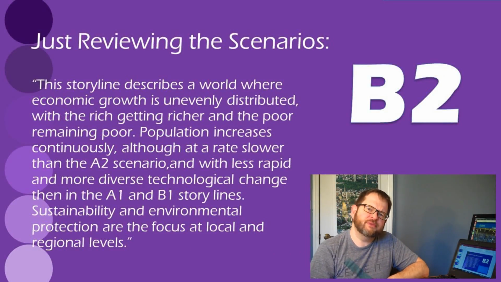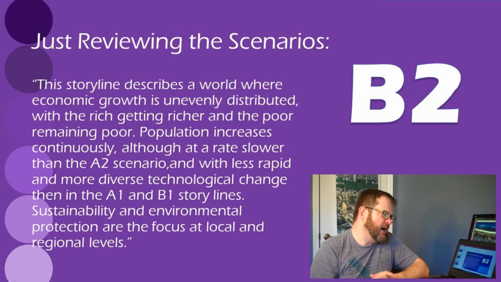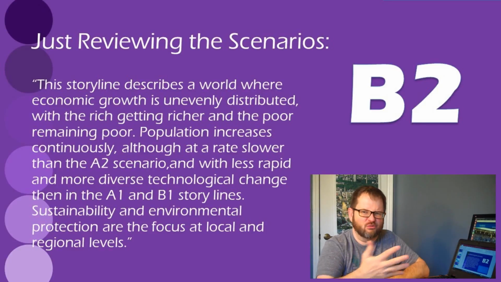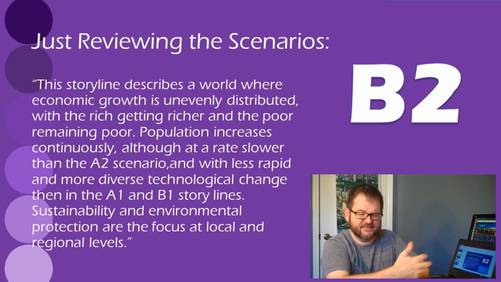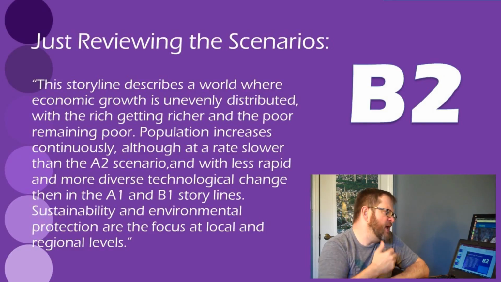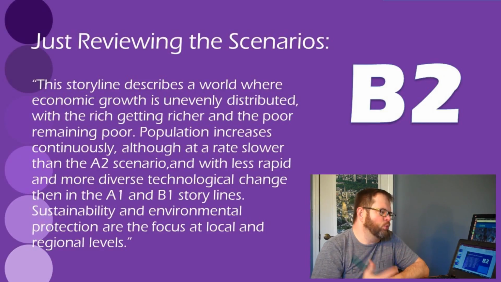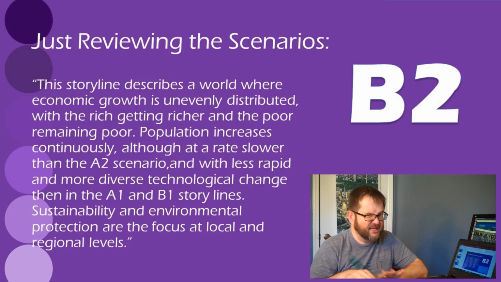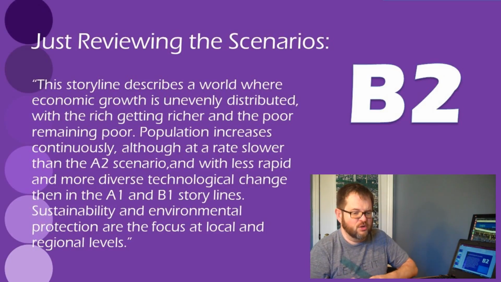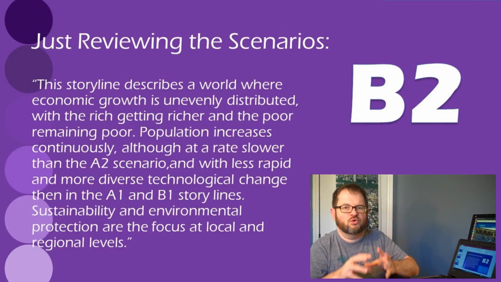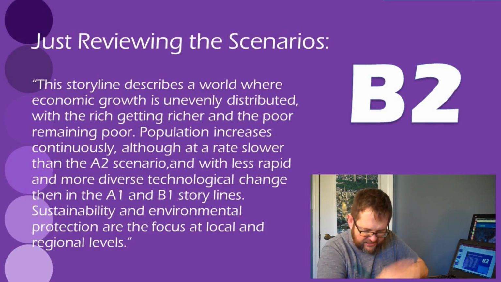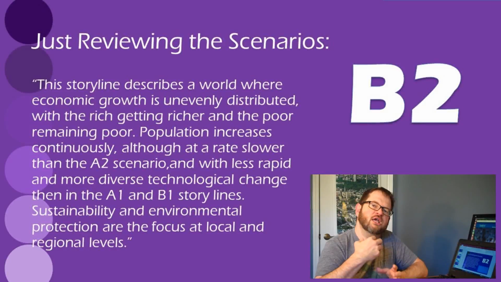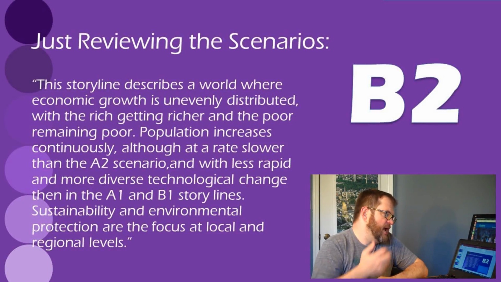And then there's B2. B2 is the fourth of the storylines that we're going to be talking about, or scenarios. Storyline is another vocabulary word that is used in certain contexts when discussing these different scenarios. This storyline describes a world where economic growth is very unequally distributed, where the rich get richer and the poor get poorer. And that doesn't mean in any individual country, although that may be true too. I mean as in the third world goes terrible and the economic development falls apart in that part of the world, whereas the rich countries get richer.